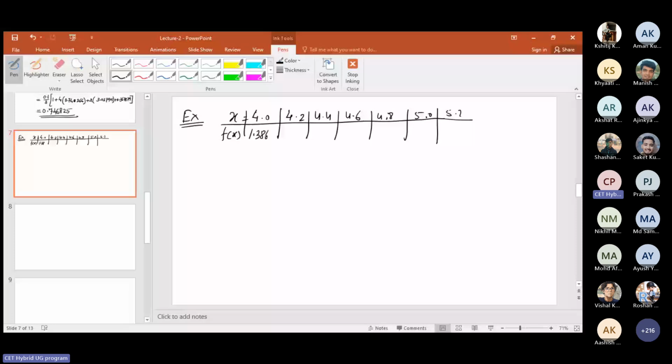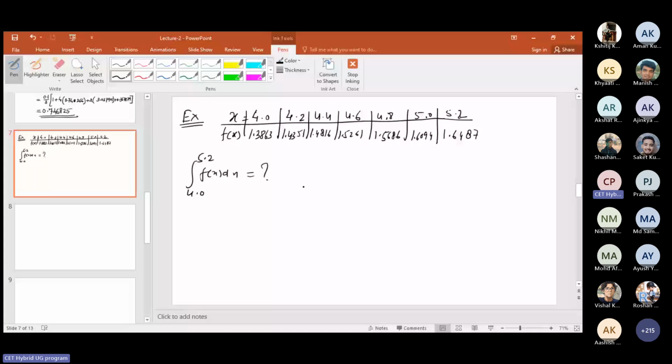And the f(x) values I give you are 1.3863, in 4 decimal values, 1.4351, 1.4816, 1.5261, 1.568, 1.86, 1.6094, and 1.6487. And corresponding to this function f(x), I ask you to find the integral from 4.0 to 5.2. Okay, 5.2. I ask you to find this integral.